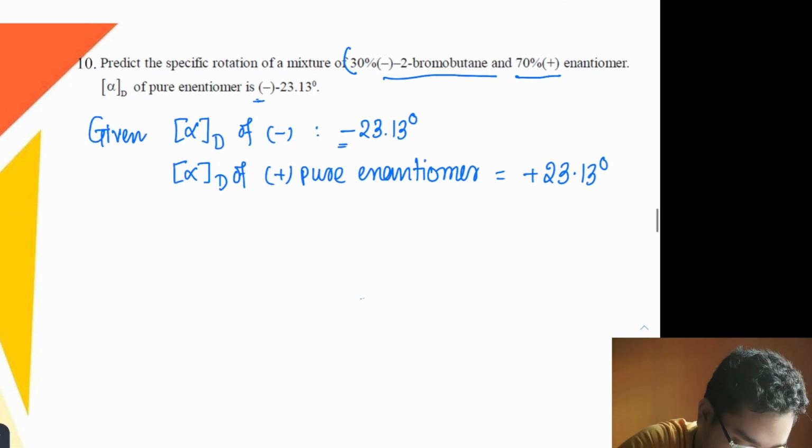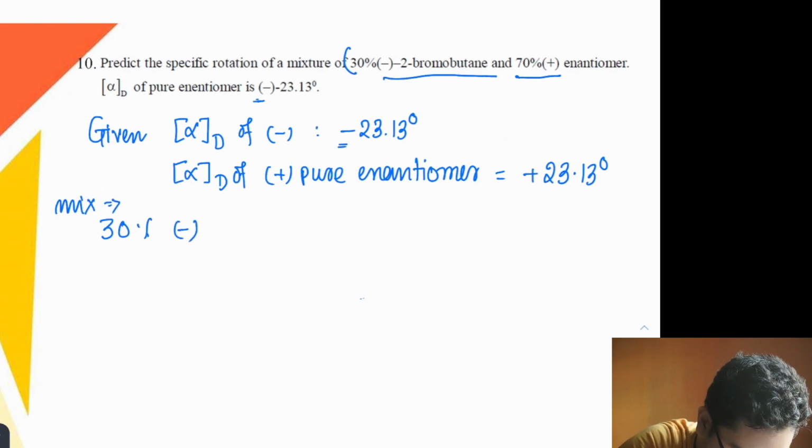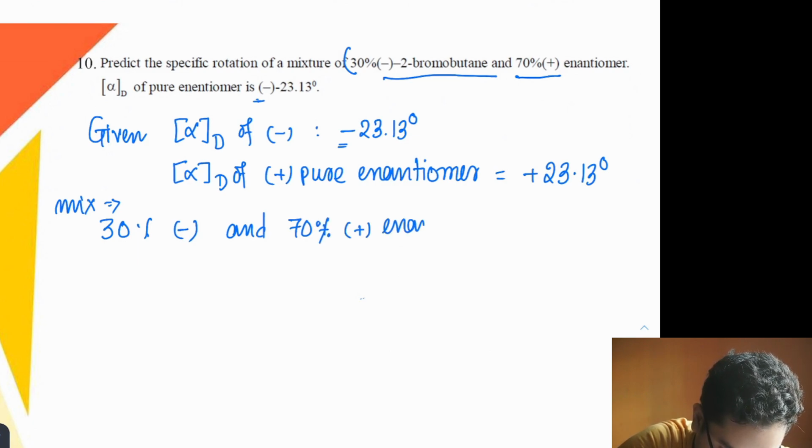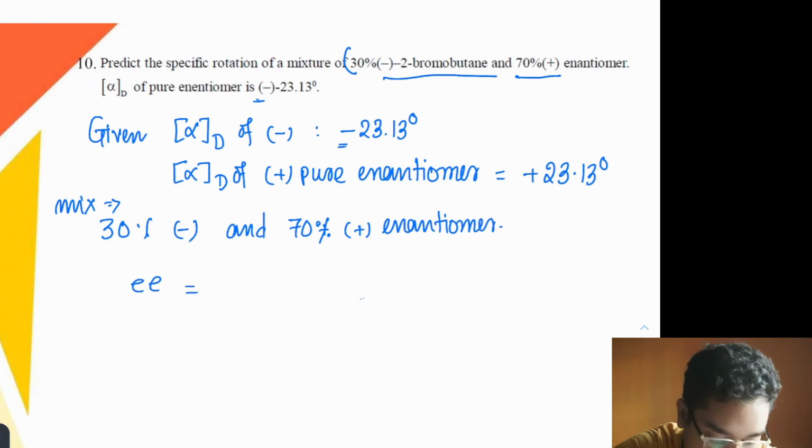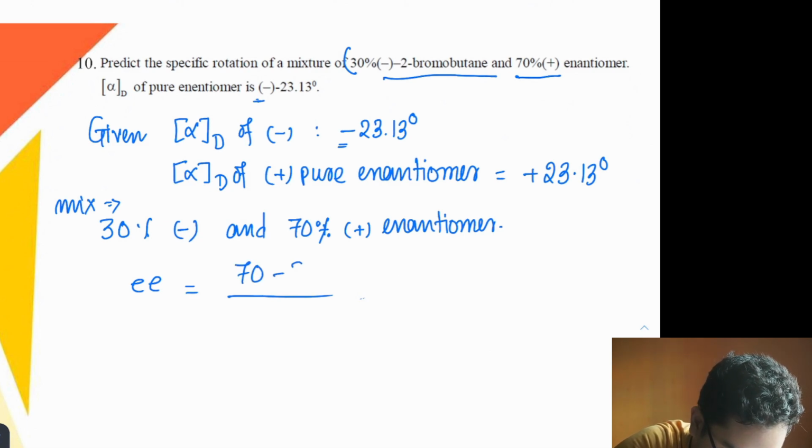And here it is given that the mixture has 30% of minus and 70% of plus enantiomer. So we simply determine the enantiomeric excess, that is EE. EE is nothing but 70 minus 30.